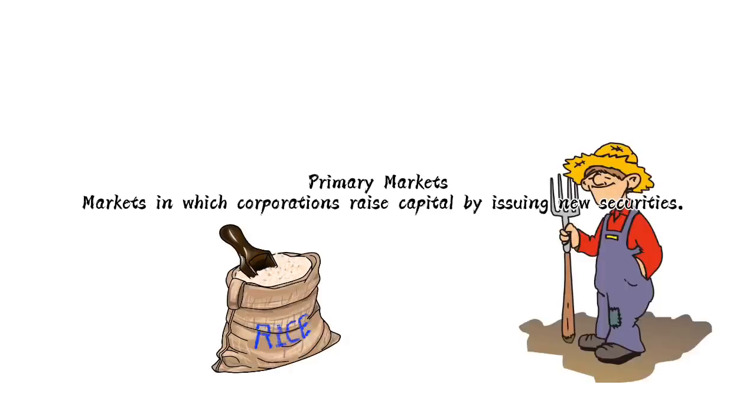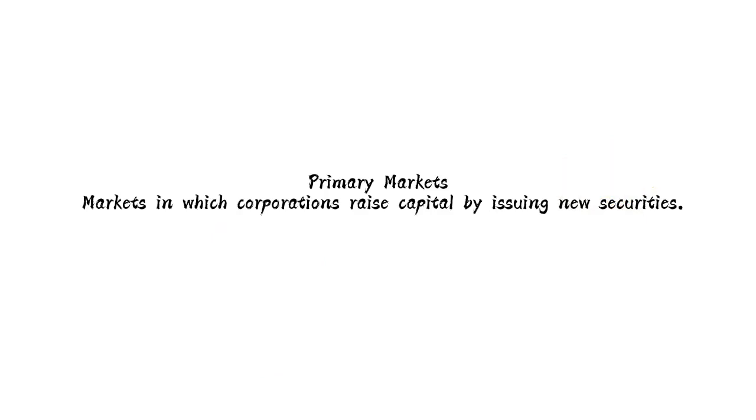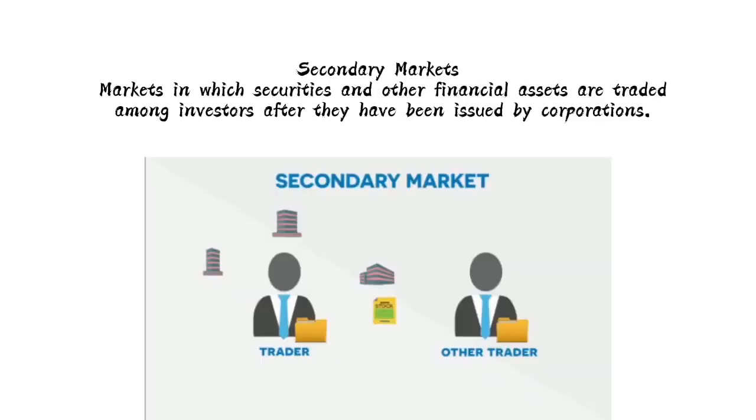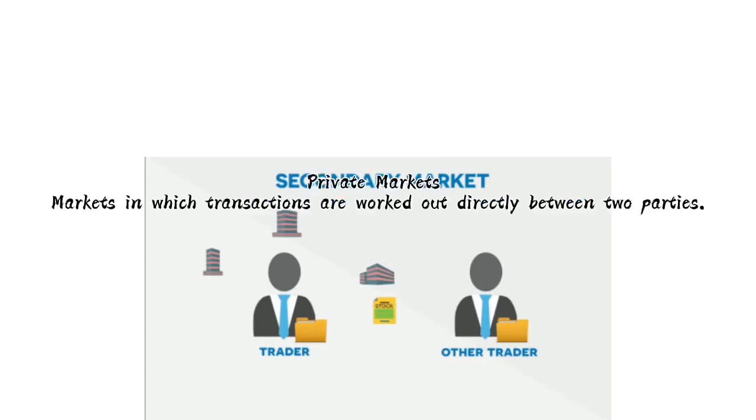The primary market is like buying rice from the farmer itself or selling new innovative products to the business. While the secondary market is where securities and other financial assets are traded among investors after they have been issued by corporations. Primary market is buying rice from the farmer itself. Secondary market is buying rice from the grocery store.